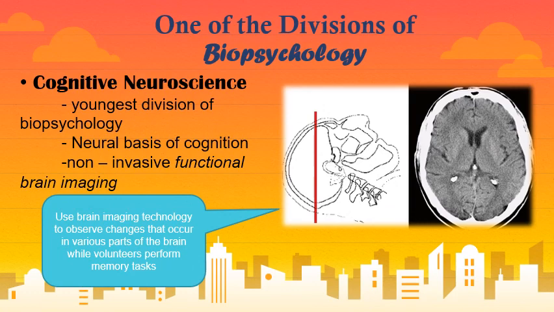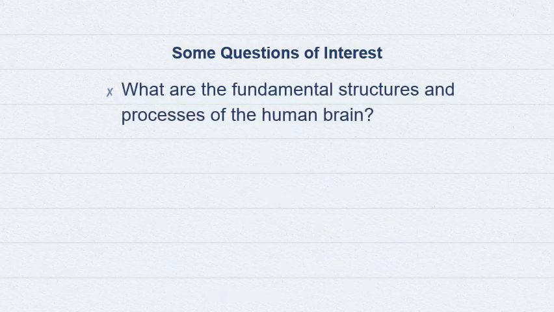As an example, they use brain imaging technology to observe changes that occur in various parts of the brain while volunteers perform memory tasks. Okay, some of the few questions that we will be asking throughout this chapter are the following. So what are the fundamental structures and processes of the human brain?